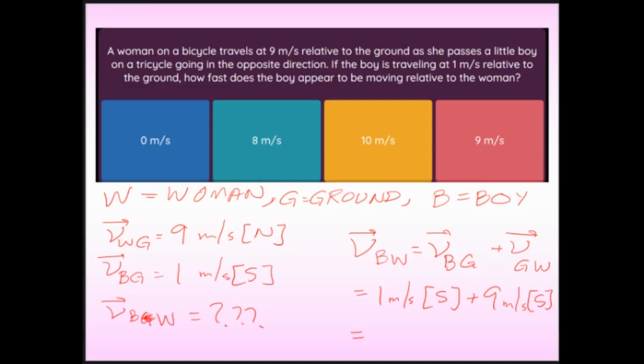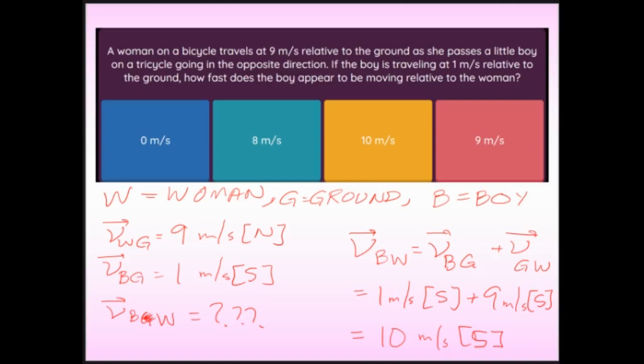What's 1 south plus 9 south? 10 meters per second in the south. By the way, does that make sense? Yesterday, when me and Ibrahim started walking towards each other, did we seem to be going slower or faster? Faster. It was my speed plus his speed. So I think it was 4 paces plus 4 paces, which is 8 paces. So it adds up, 1 plus 9.